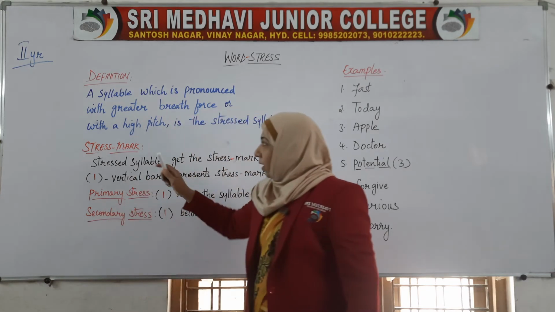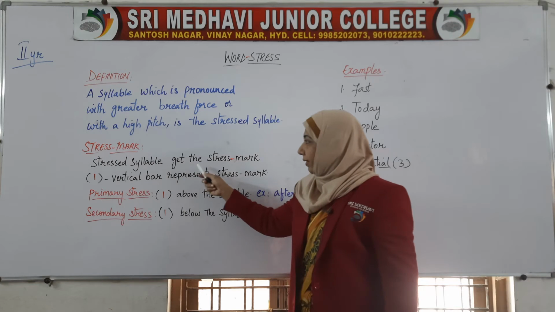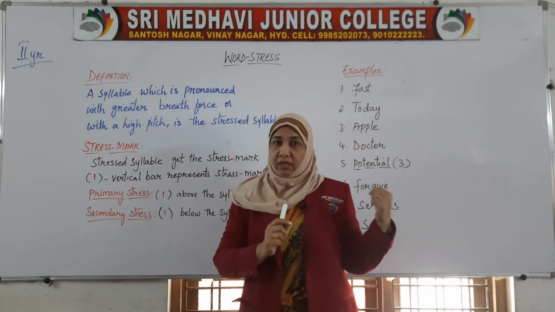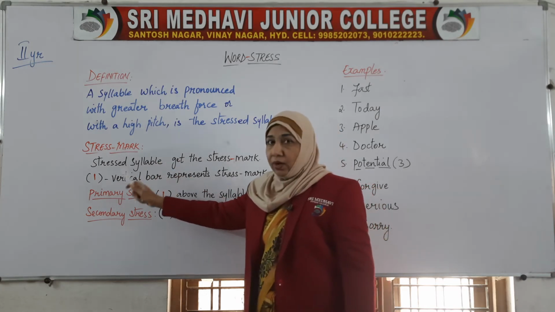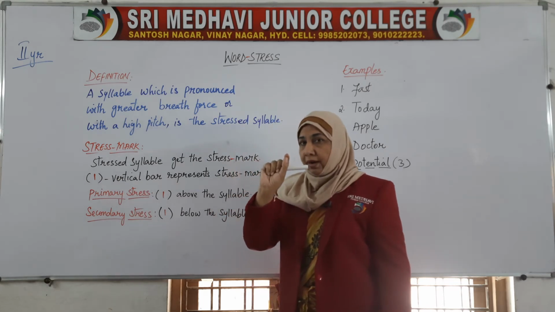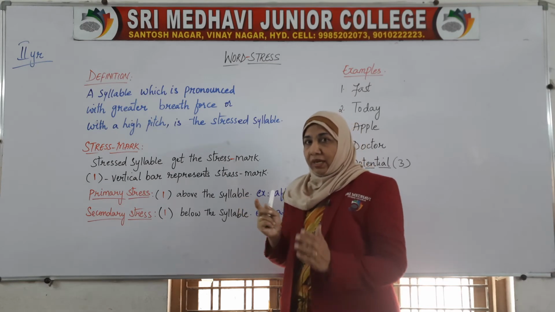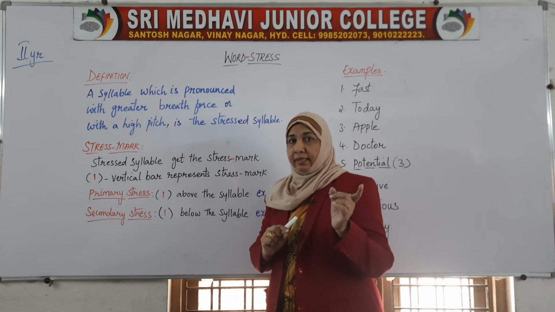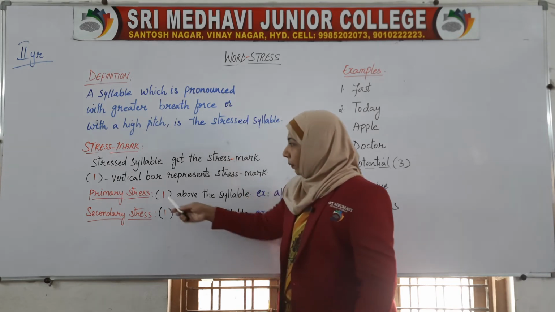What is the stress mark? The stressed syllable gets the stress mark. The syllable which is stressed gets the stress mark. Where we have to put it and how it looks: it is like a vertical bar, a small bar. A vertical bar represents the stress mark. We have to put a small vertical bar as a stress mark on the stressed syllable.